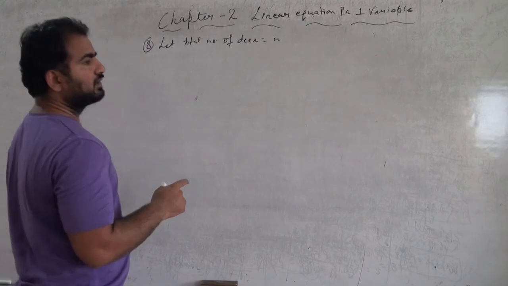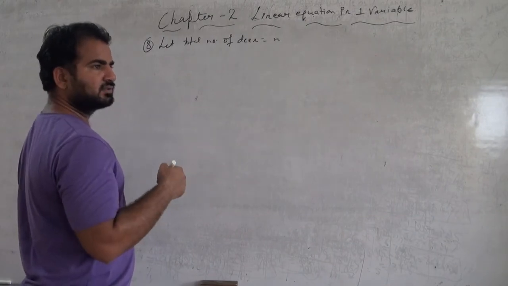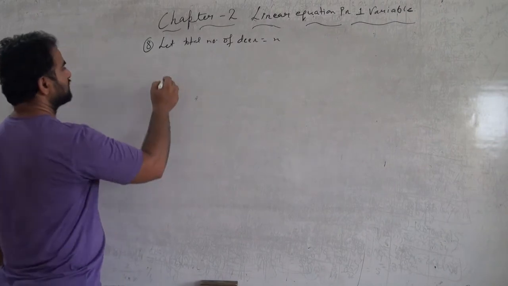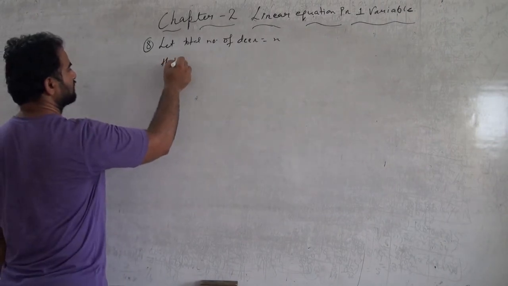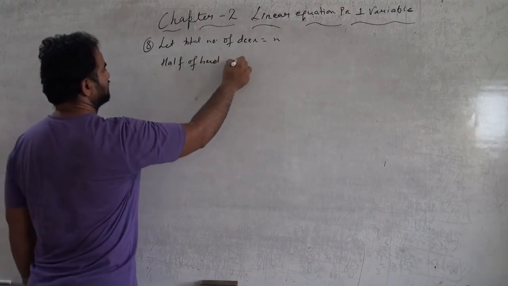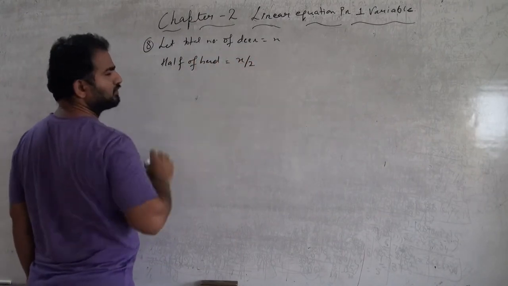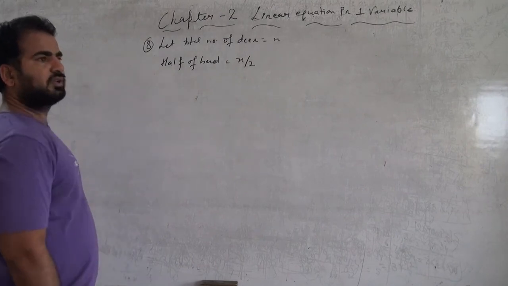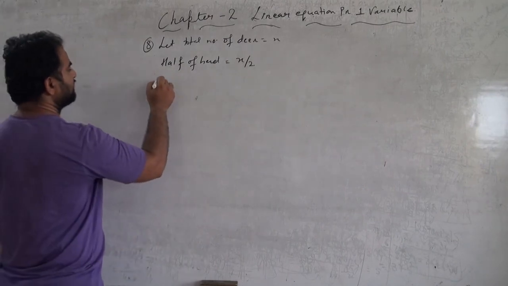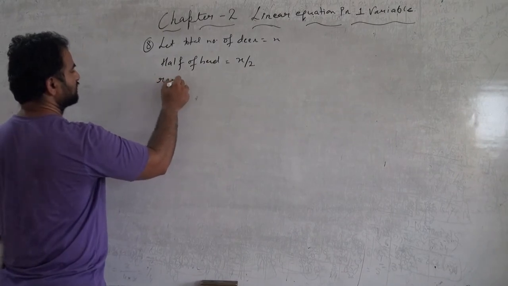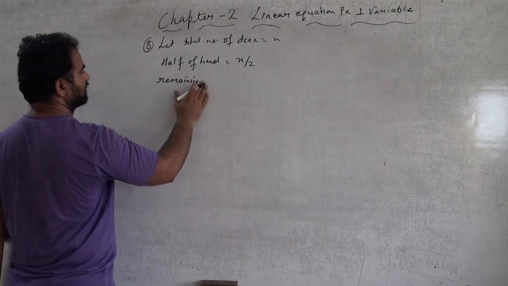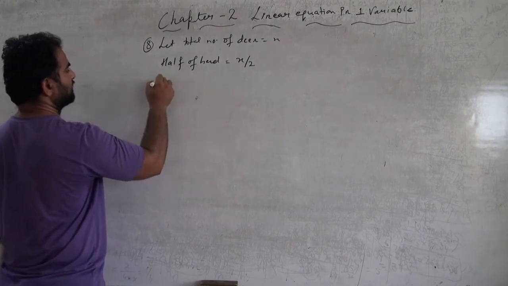Okay, so half of the herd was grazing in the field. So half of herd equals to x upon 2. Okay. Next, remaining, or we can say 3/4 of the remaining.